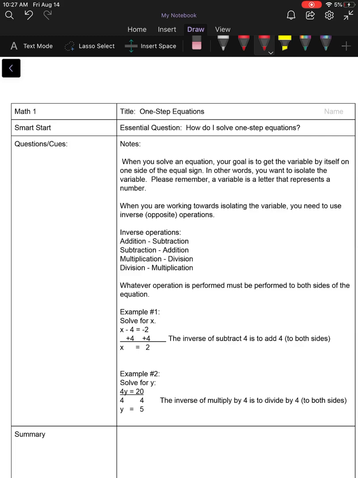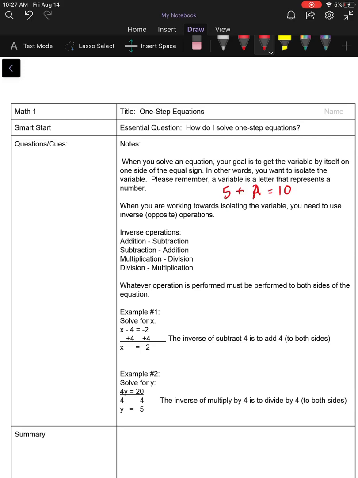Please remember, a variable is a letter that represents a number, right? It's a placeholder, really. So if I don't know a number, let's say 5 plus a number equals 10, instead of putting a question mark, well, that's kind of elementary, right? We don't want to use a question mark. We'll just use a variable. We'll say a. 5 plus a equals 10. Solve for a. Well, 5 plus something is going to equal 10.